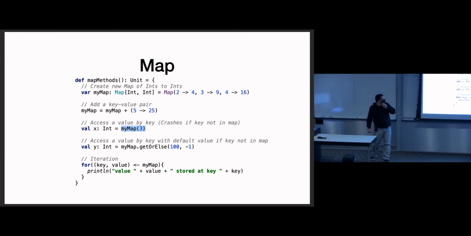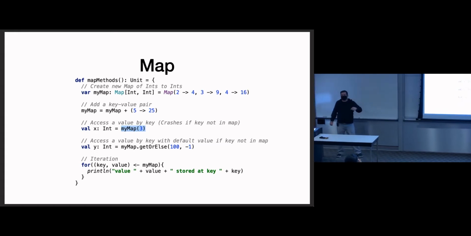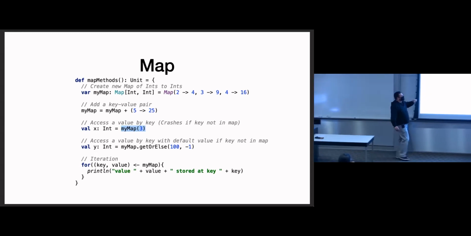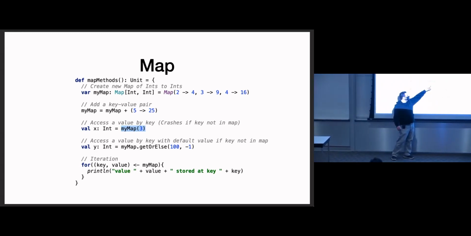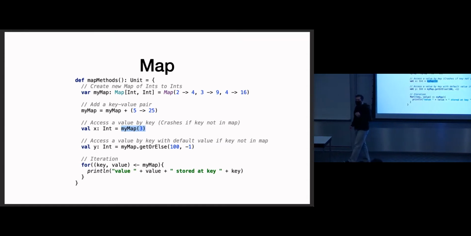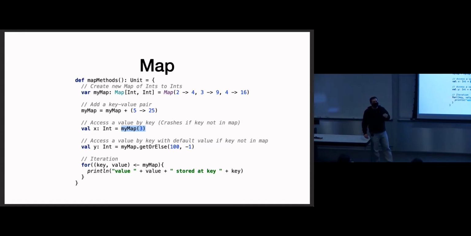Did I delete the .get example? I used to say .get. This is the same as saying mymap.get of 3. This is dangerous because if that key is not in the map, this program's going to crash. So you have to be careful when accessing values by their keys like this. If that value is not in the map, program crashes, and nobody's having a good time after that.